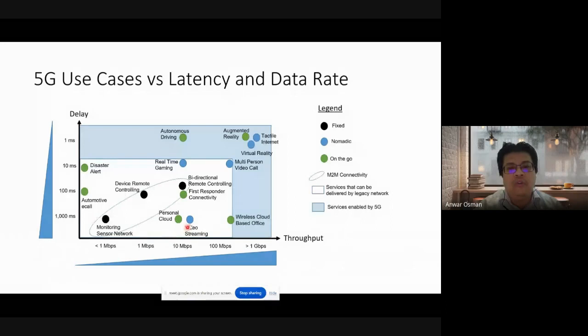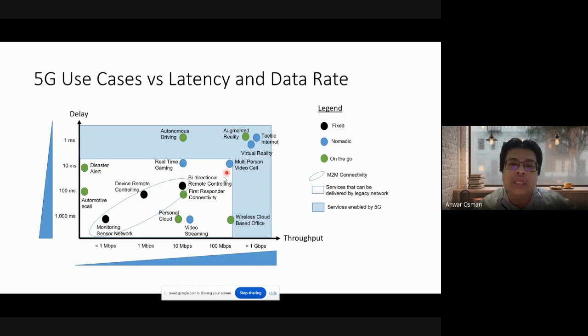Video streaming, you need throughput, right? Not necessarily the latency, because when you watch a video, even if the latency is a bit high, there is no so-called critical effect, but you need the throughput because you need high clarity, right? When you access your personal cloud, you need the throughput because you are downloading data, okay? But you don't need such low latency. Multi-person video call, you need both the throughput and also latency, because with multiple people, you don't want to lose the message, right? So that's why you still need latency. And because it's a video call, you need the throughput, right?